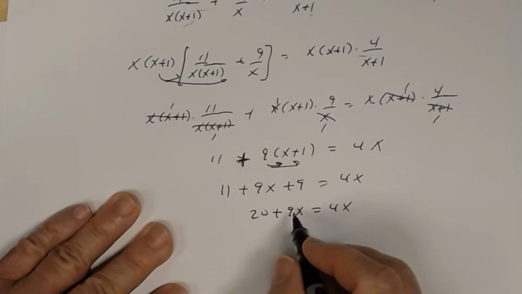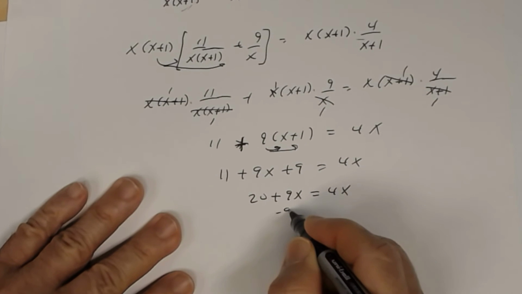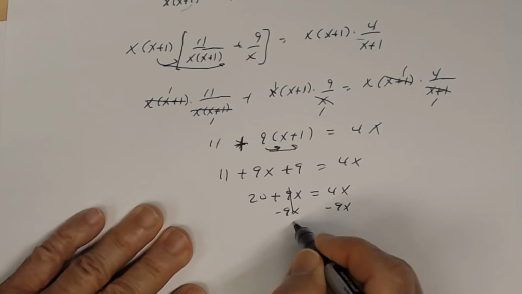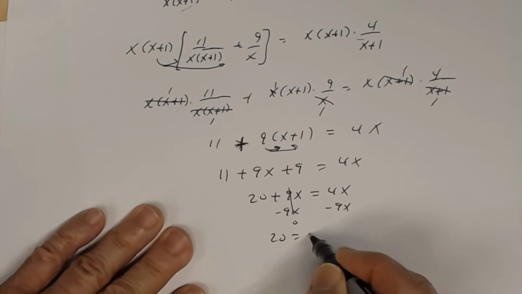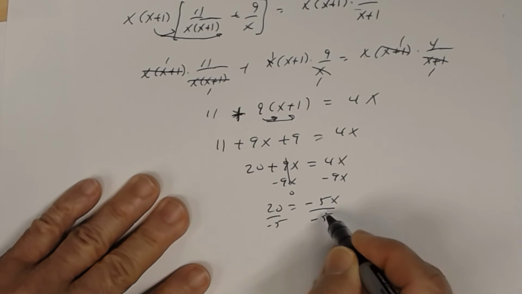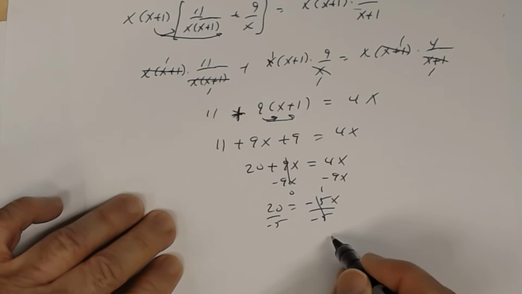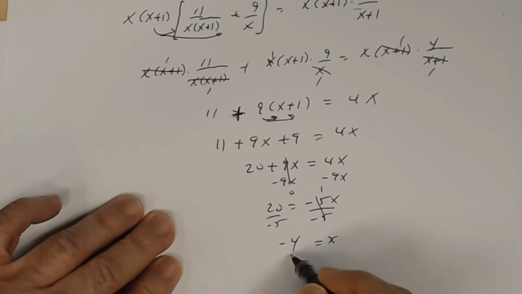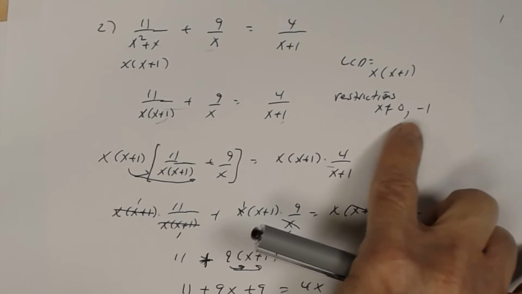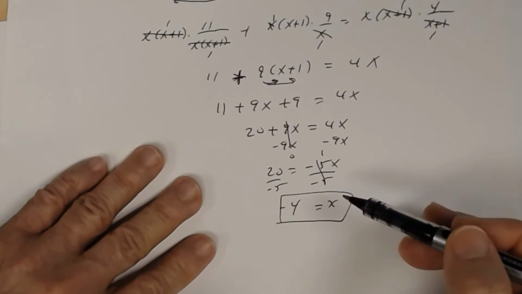So notice I have a linear equation. So I went from a rational equation to a linear equation. I'm going to go ahead and subtract 9x from both sides. And so combine like terms, I get 20 equal a negative 5x. Divide both sides by negative 5 and reduce. Negative 5 divided by negative 5 is 1. 1 times x is x. I get x to be a negative 4. Before you say that's the solution, make sure that's not one of your restrictions, and it's not. So that's your solution. So if you did all this work correctly, this should be it.